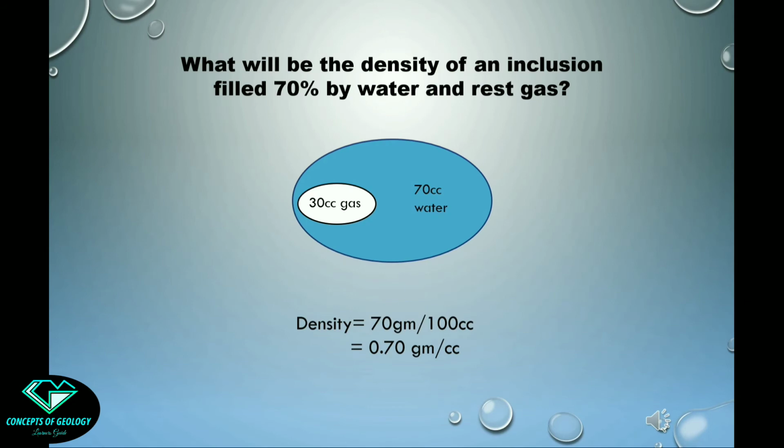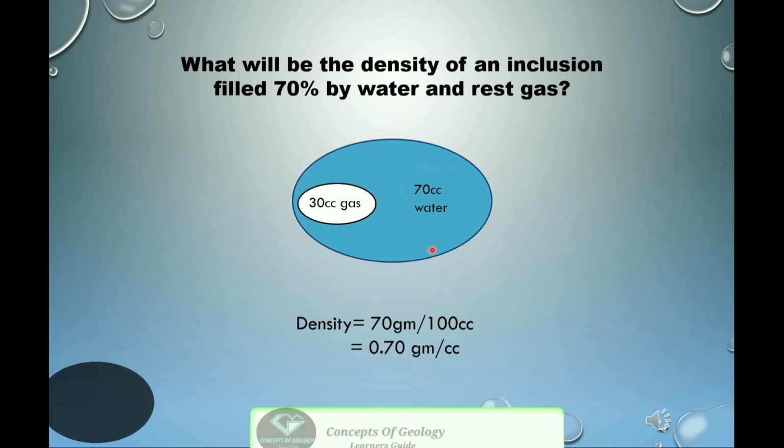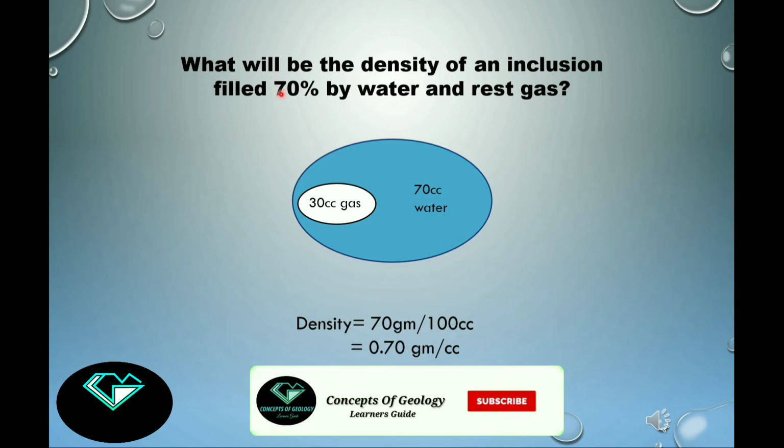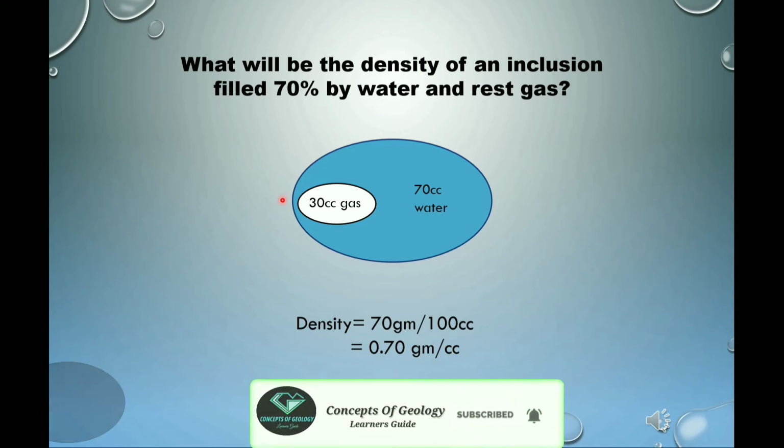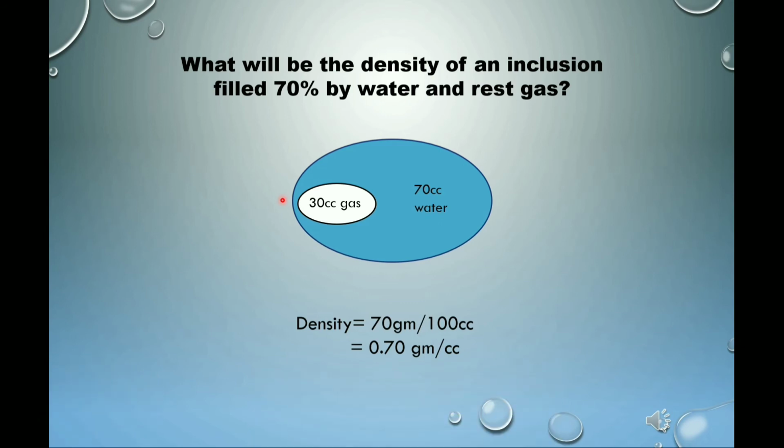Suppose we are trying to find out what will be the density of an inclusion filled 70% by pure water and the rest gas. So for a couple of seconds, suppose this is the inclusion, having total volume of 100 cc. This is practically not possible, but suppose this is. Out of this total volume, 70 cc is filled with water because we have 70% water in the inclusion. The rest 30 cc is filled by the vapor phase, that means the gaseous phase.